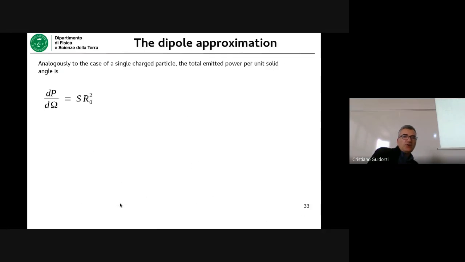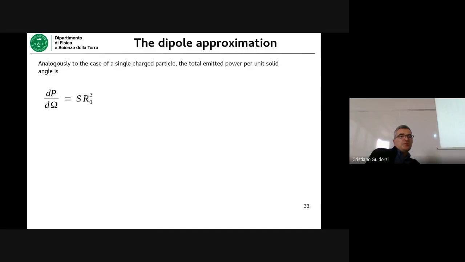Okay, so getting back to our point. Let's go back. We just derived the resulting radiation field for a system of charged particles. We saw that it depends just on the second time derivative of the newly defined dipole moment. So now we want to calculate the very same quantity that we calculated in the case of one single particle: the power per unit solid angle.